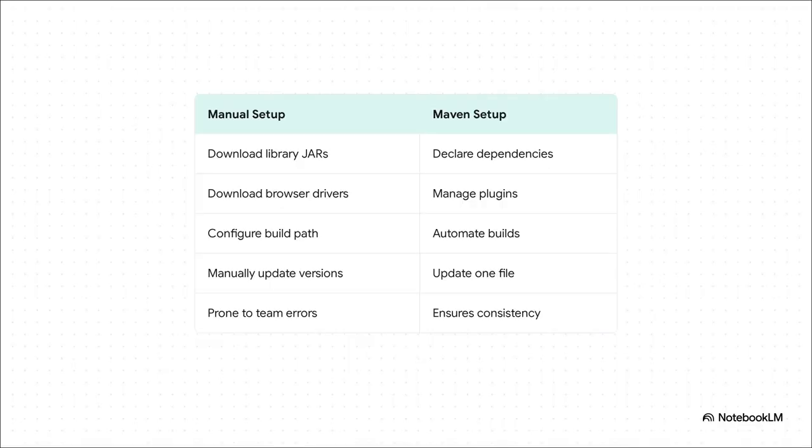Okay, this slide really lays it all out, doesn't it? It's like night and day. On the left, you've got the manual chaos, downloading, configuring, and basically just crossing your fingers that everyone on your team is doing the exact same thing. And on the right, you have the Maven way. You just say what you need, and it takes care of the rest. The goal here is complete consistency, and it's all automated.